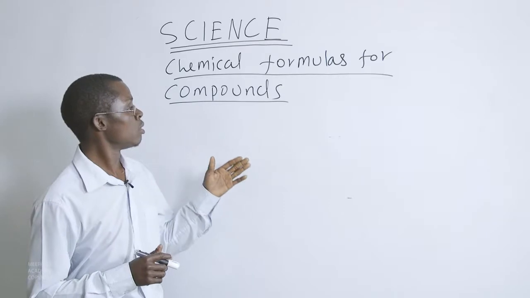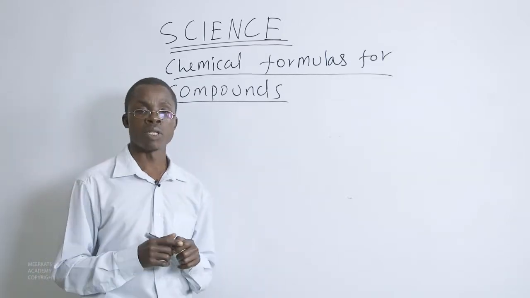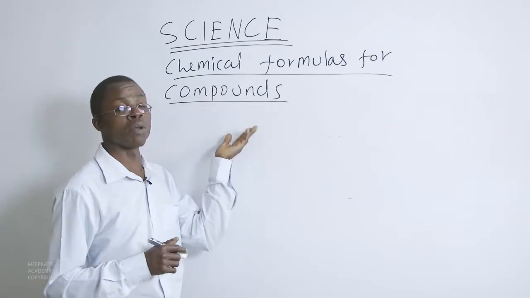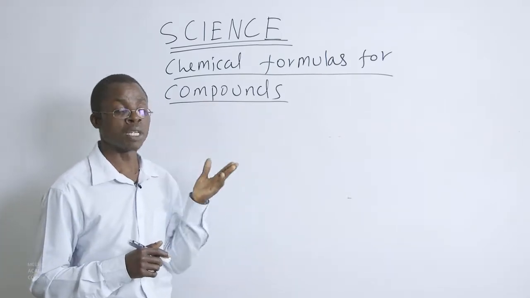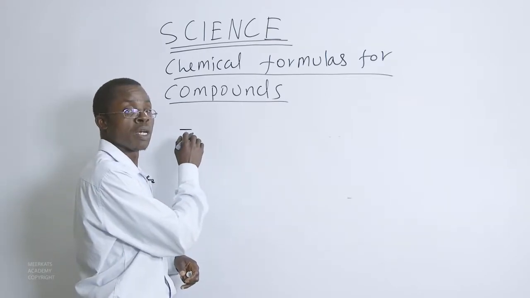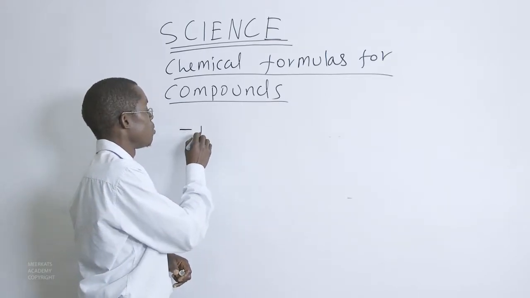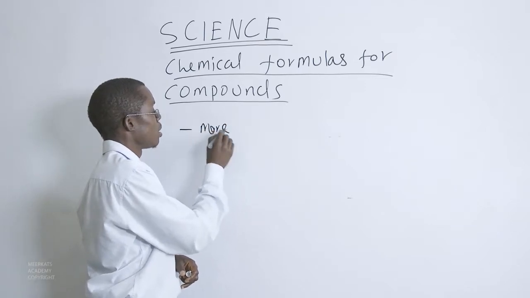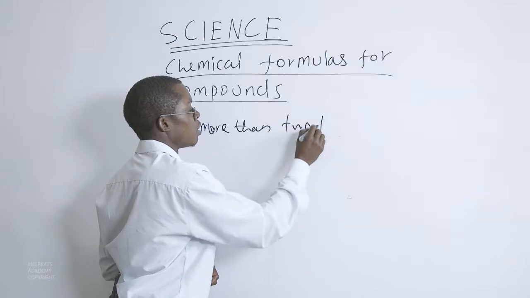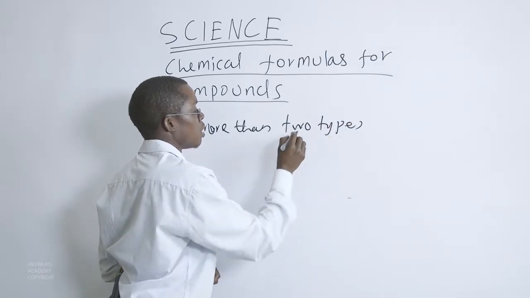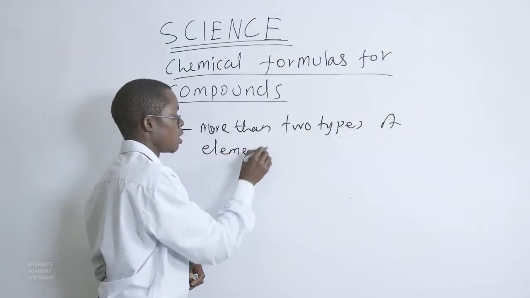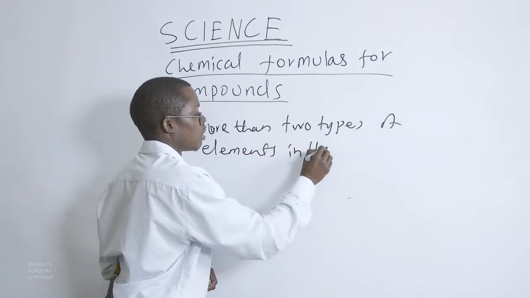So just to start off with what we have today, we want to look at how to write chemical formulas of compounds, but in particular, these compounds will be having more than two types of elements. So we shall have more than two types of elements in the compound.